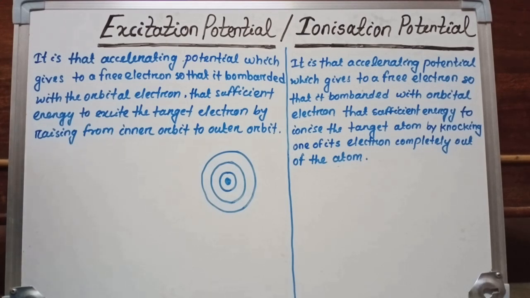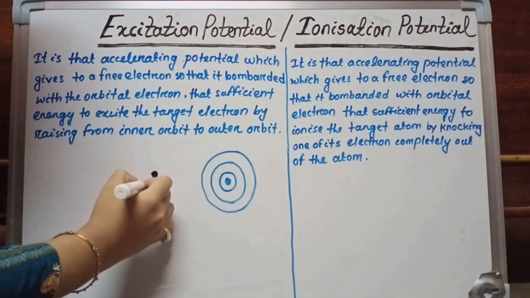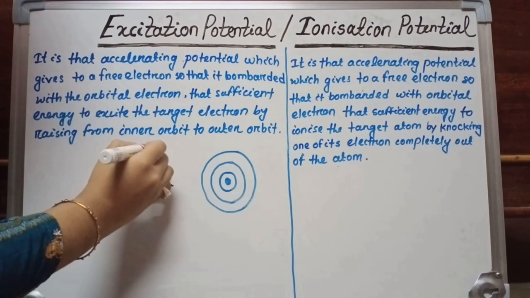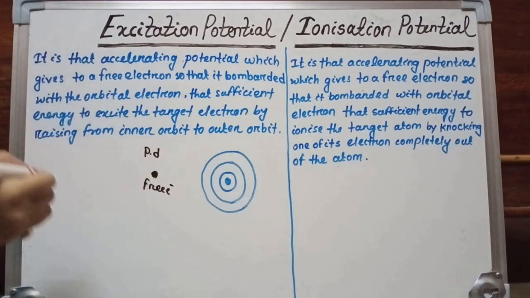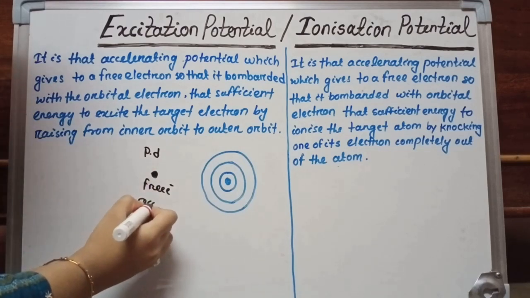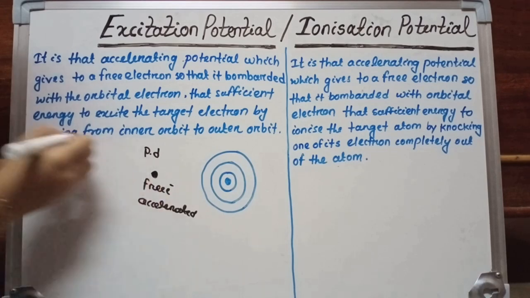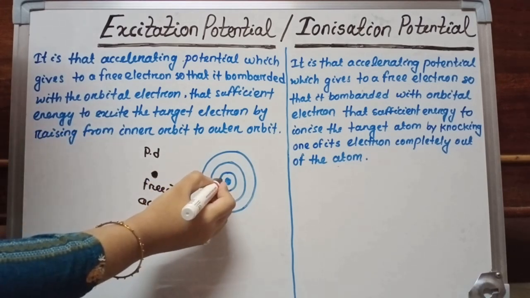Let's start with excitation potential. It is that accelerating potential which is given to a free electron so that it bombards the orbital electron, and that sufficient energy excites the target electron, raising it from the innermost orbit to an outer orbit. That means what happened here? If we apply a potential difference to a free electron, this one is the free electron, that free electron gets accelerated and bombards the orbital electron.